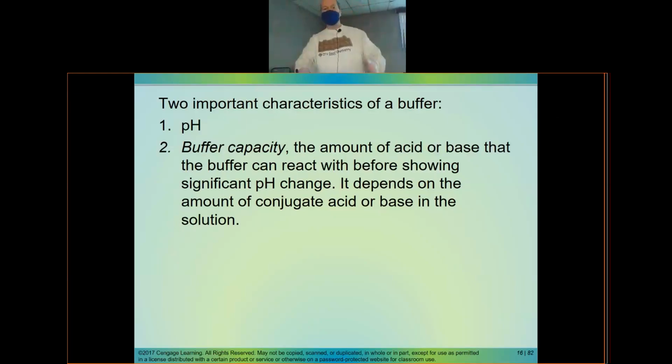But you would get a chart of pKa's or Ka's and Kb's. You convert those to your pKa's, and you have to pick the pH and the pKa that are the most similar to buffer at that pH. And again, buffer capacity, buffers work great, but if you add too much H plus or too much OH minus, you can then lose the capacity of the buffer.